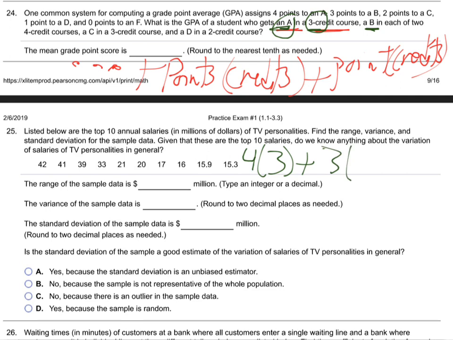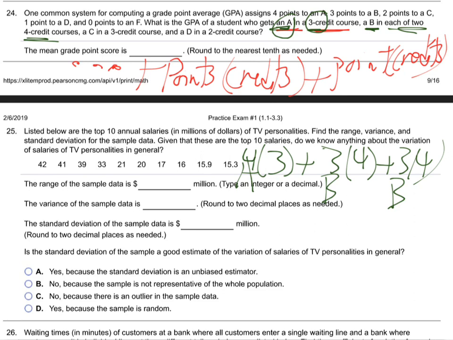Times how many credits? Each of 2 4-credit classes. So there's a 4 credit and another 4 credit, 3 times 8. You could do that as well. Is that making sense so far? Maybe if I wrote the letter above it would help. This is because of an A, this is because of a B and another B. The A is worth 4 points times a 3-credit class. The B is worth 3 points times a 4-credit class. Another B, 3 points times another 4-credit class.